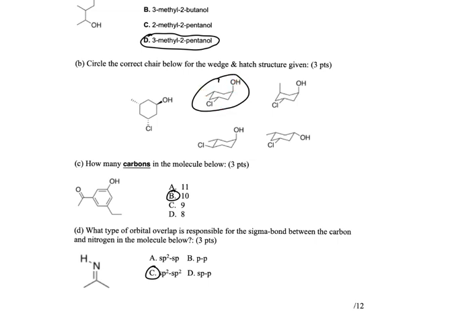So OH is up and axial. These are both down, equatorial. Methyl and OH on the same side, so that's wrong. They're all down here. And chlorine and OH are up on the same side here, so it has to be this one.